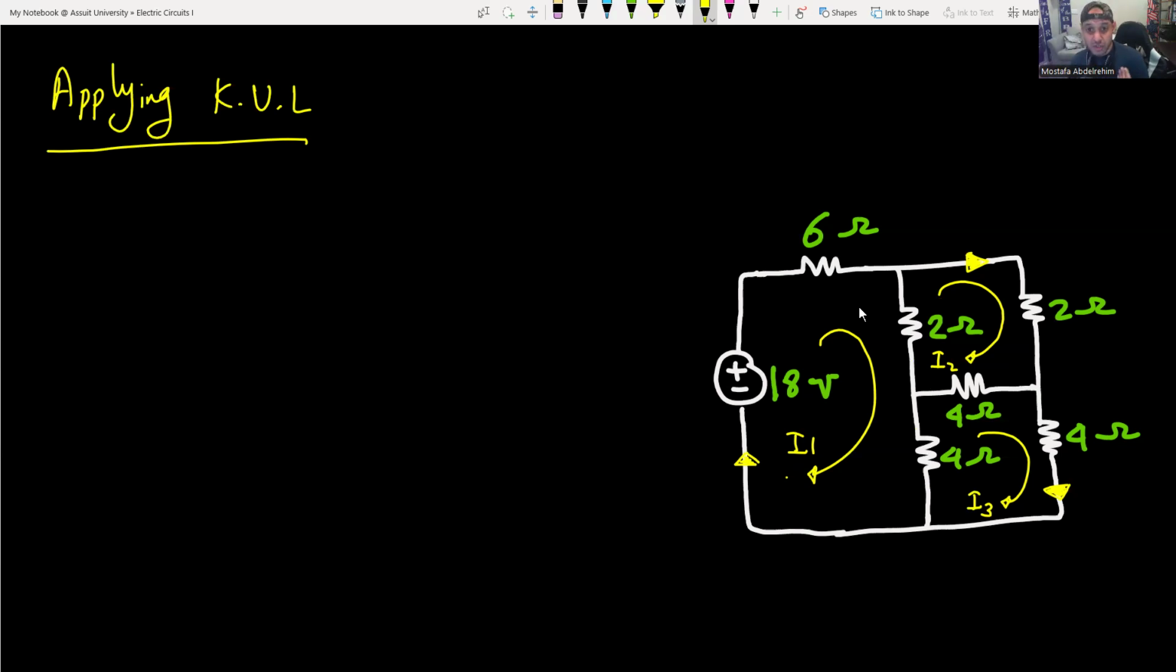So we find the voltage directions in each branch. So let's use this color in here. The voltage direction of the battery is in this way. The 6 ohm resistance has a current flowing in that way, so the voltage should be the opposite. So this is the voltage of the 6 ohm.